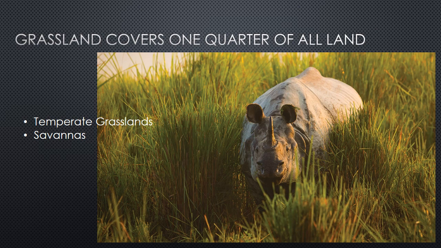So I thought this was a fascinating statistic that I did not know prior to doing research, and that is that the grasslands cover a quarter of all land on Earth. That's a lot. I tend to think of forests covering most of it, which it may, but a quarter of all land on Earth is covered by grasslands. So that's pretty fascinating to me.